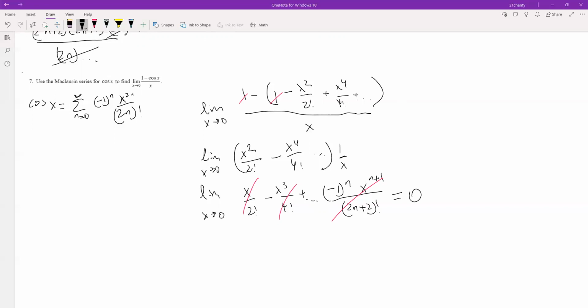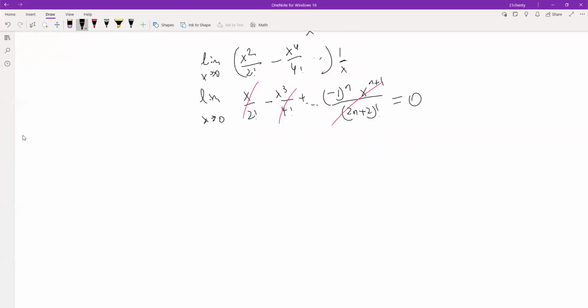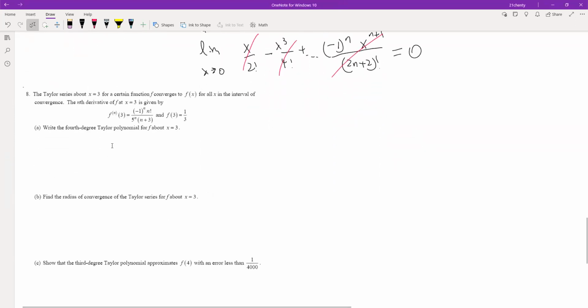So yeah. Now we'll look at number 8. So number 8 gives us the Taylor series about x equals 3 for a certain function f, which converges to f of x for all x in the interval of convergence. And then the nth derivative of f at x equals 3 is given by this formula. So first we are to write the fourth degree Taylor polynomial for f about x equals 3.